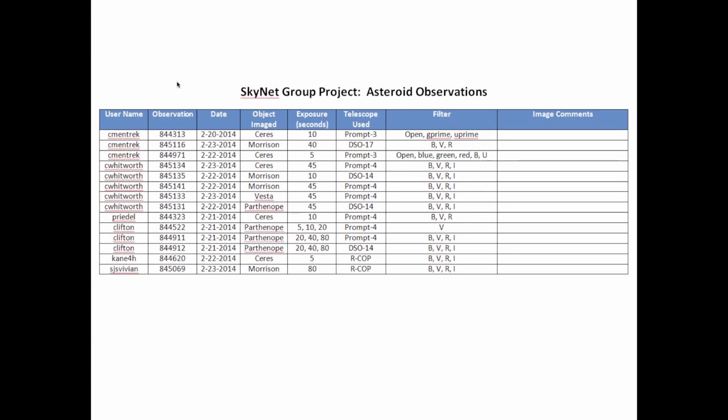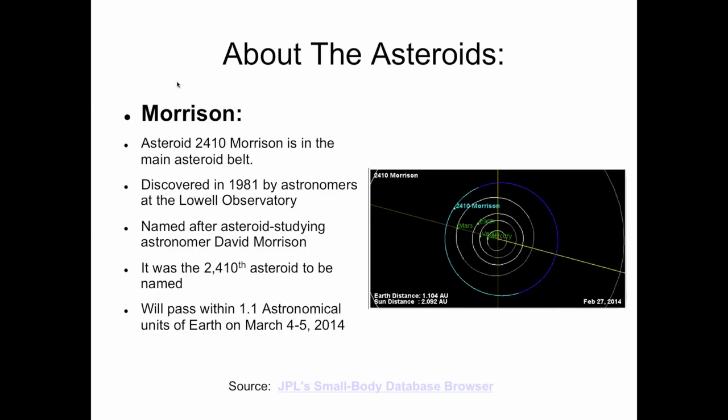Here's a list of most of the observations that we did as a group. You can see that we looked at a few of the different asteroids. We ended up deciding that the Ceres and the Morrison images were kind of some of the best ones that we were able to get. But we did try various exposure times as well as a few other filters and telescopes.